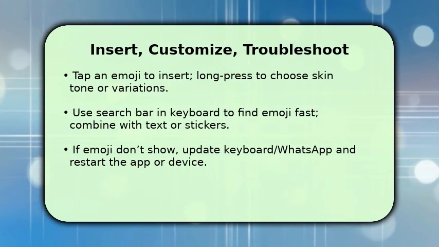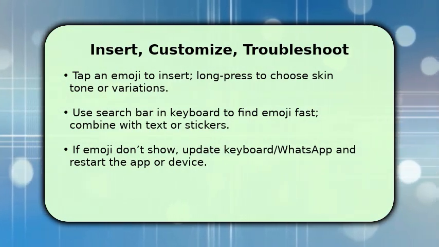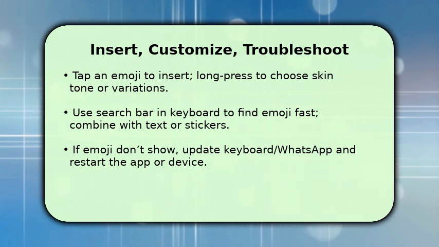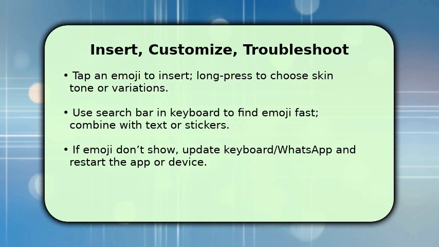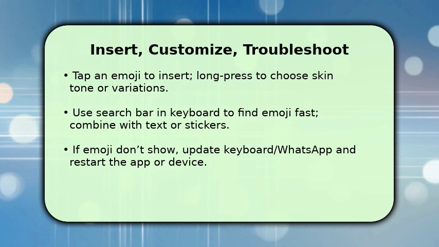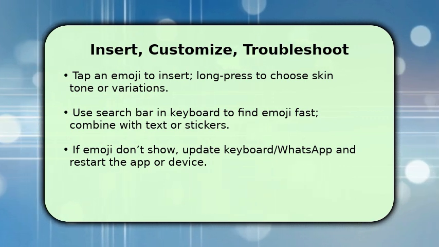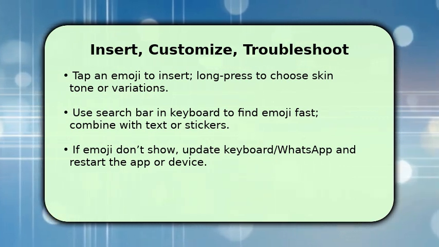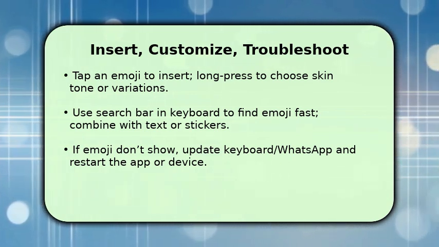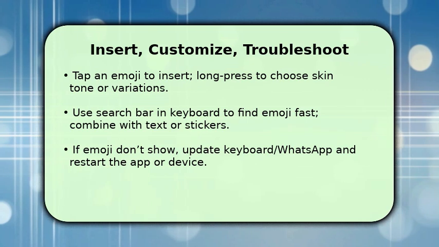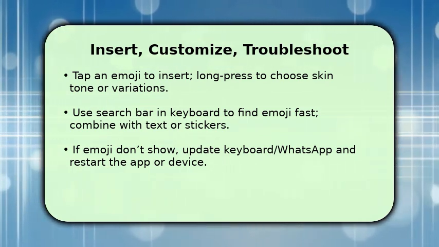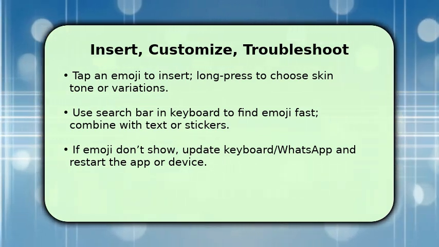Finish by inserting emoji into your chat and tailoring them when needed. Tap any emoji to add it. Long press certain icons to choose skin tone or gender variations, which helps you match context and people. If the keyboard supports search, type a word like smile to find emoji quickly. Finally, if emoji appear blank or don't show, make sure both the keyboard app and WhatsApp are updated, then restart the app or your phone. That restart often fixes rendering or permission glitches quickly.